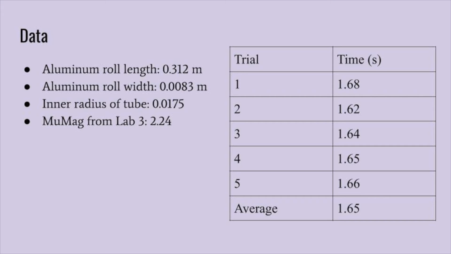The dimensions of the aluminum roll and mu mag from Lab 3 are shown. The aluminum roll length was measured to be 0.312 meters. The aluminum roll width was measured to be 0.0083 meters, and the inner radius of the tube was measured to be 0.0175 meters. Mu mag from Lab 3 was used as 2.24.